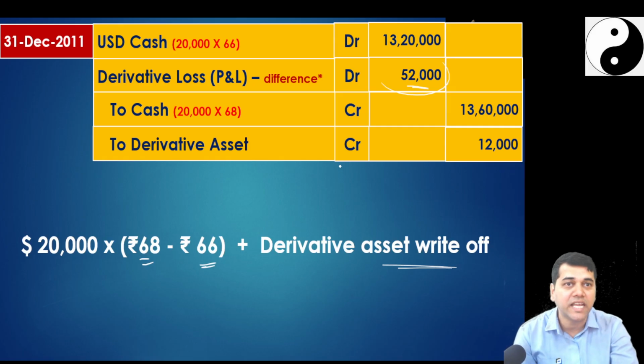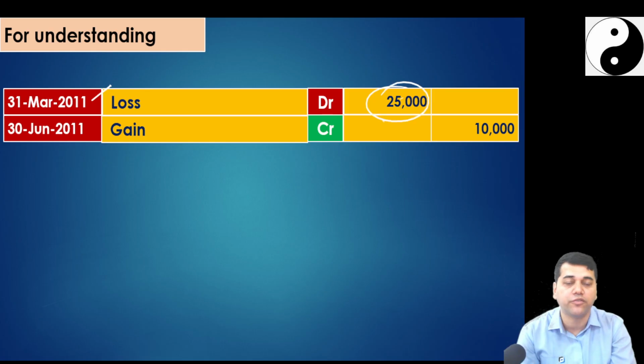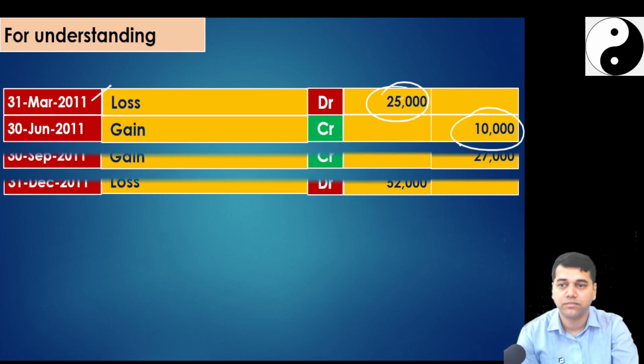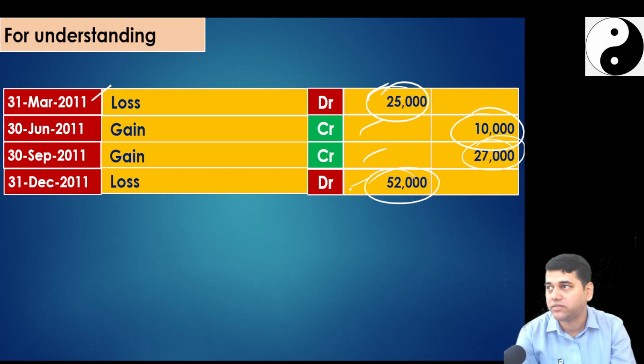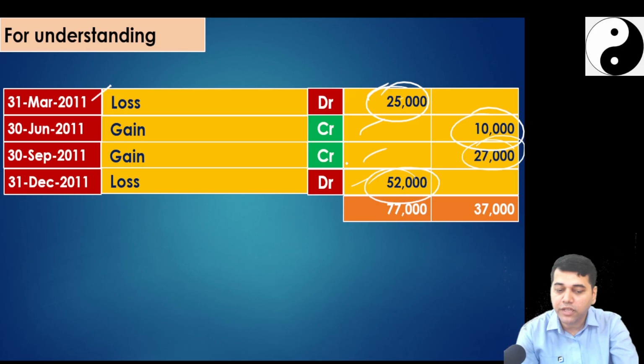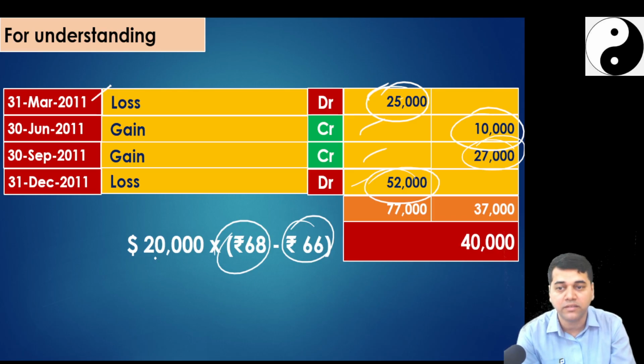Now, for your understanding, I will show you. You have to practice it later. See, in the month of March, I booked a loss of 25,000. I debit it. In June, I booked a credit of 10,000. In September, again I booked a credit of 27,000. And in December, I booked a loss of 52,000. This is quarter wise. Each quarter I booked a gain or loss in a separate P&L account. Cumulatively, my overall loss is 40,000, which is nothing but 68 closing contract price, exercise price, minus 66 closing price, into $20,000.